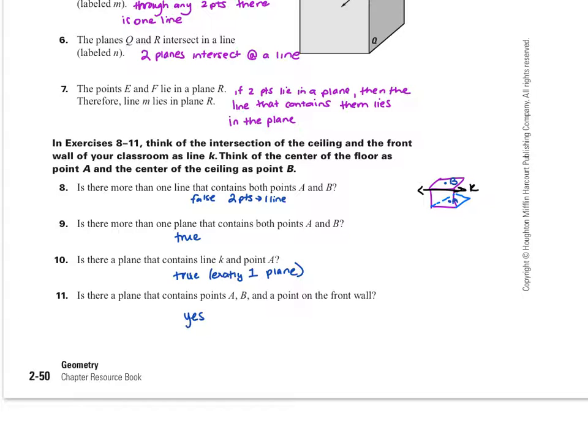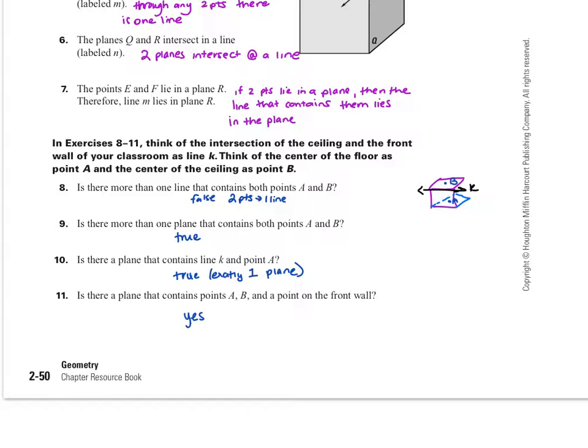Okay, 8 through 11 said use the intersection, or think of the intersection of the ceiling and the front wall of your classroom as line K. So if that's the case, then this corner here, that top edge, is line K. Think of the center of the floor as point A and the center of the ceiling as point B. So kind of like where Fernando would be, underneath him would be 1 point and on the top would be the other. Is there more than 1 line that contains both A and B?